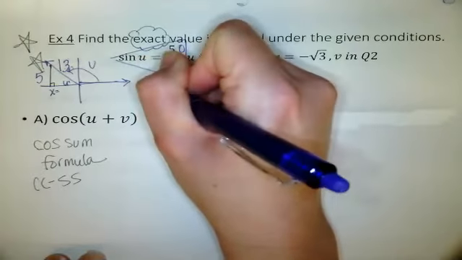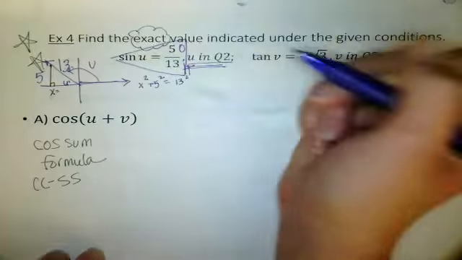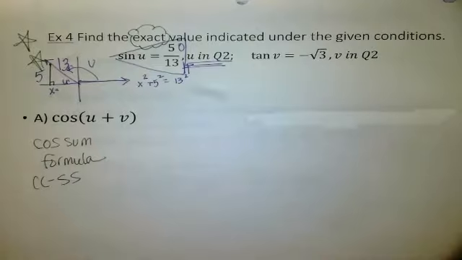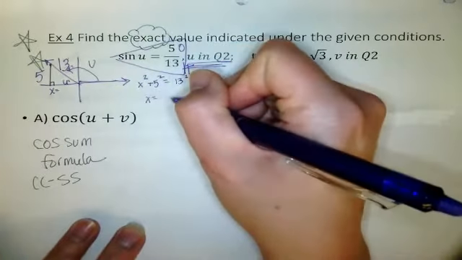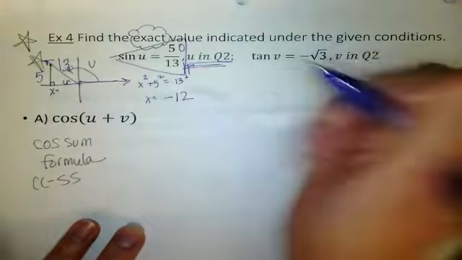That side is an x side. So I'm going to say x squared plus 5 squared equals 13 squared. Take a second. And then what does x equal? 12. 12? Negative 12 is the better answer.